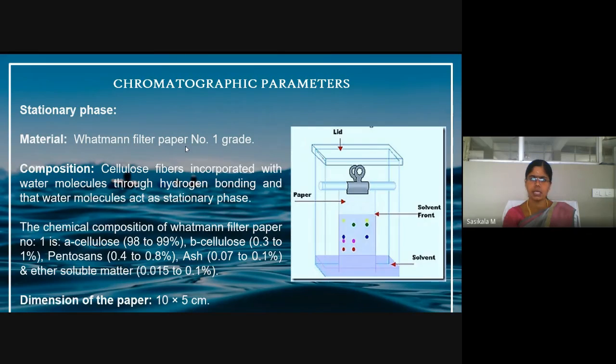Laboratory grade is number 1; grades number 1, 2, 3, up to 20 are there, based on the density, the amount of water incorporated inside the paper, and the thickness of the paper. Based on it, it is divided into various grades. In that, number 1 grade with the ideal thickness is preferred for laboratory separation purposes.